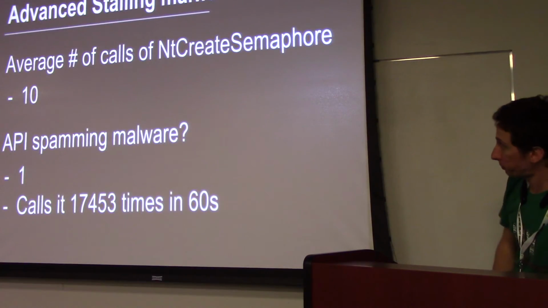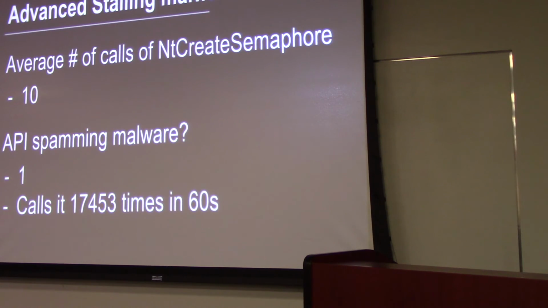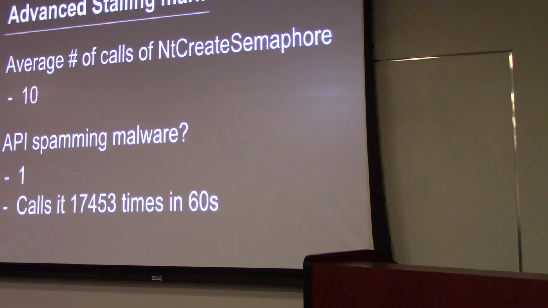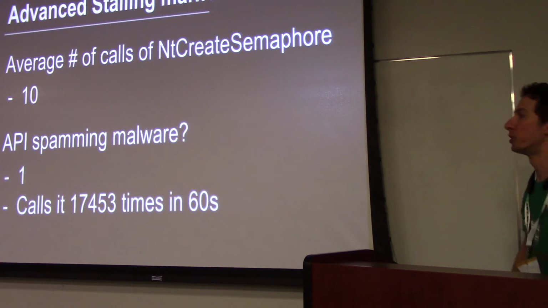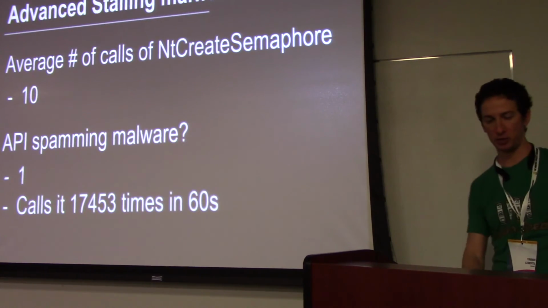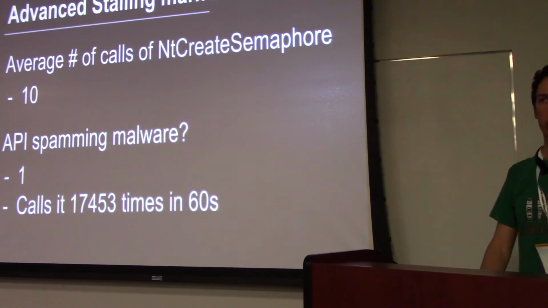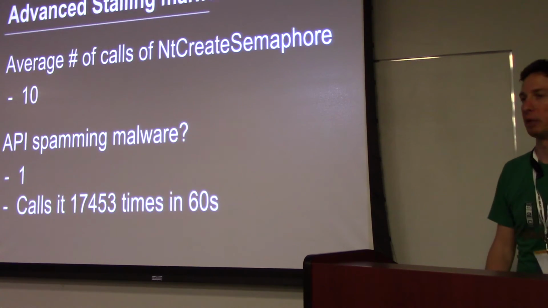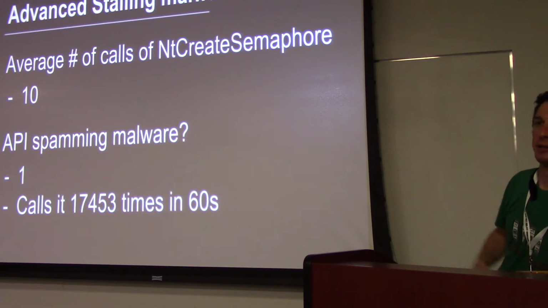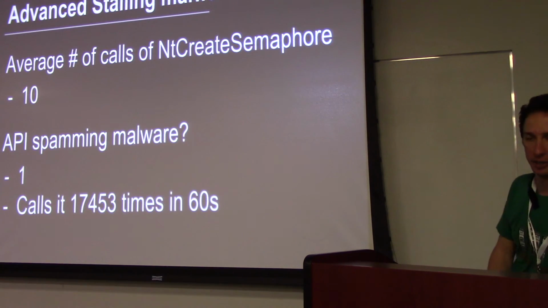Based on that, the average number of calls that I observed for NtCreateSemaphore was about 10. Out of that 100,000 sample set, there was only one that was significantly above this average, where it's called 17,000 times, which was way above any other sample. So it was quite interesting to see that this technique, which was just proposed in an academic paper 5 years ago, is actually used. And of course, this is just one example of an API that you could use for this. There are a million other things that you could do.